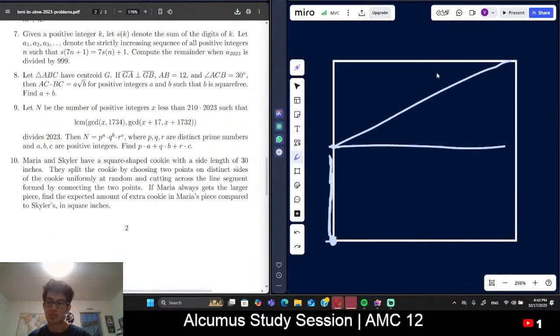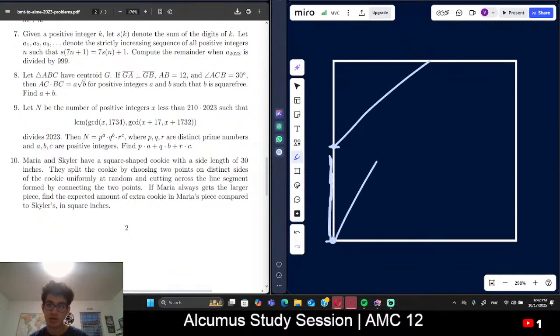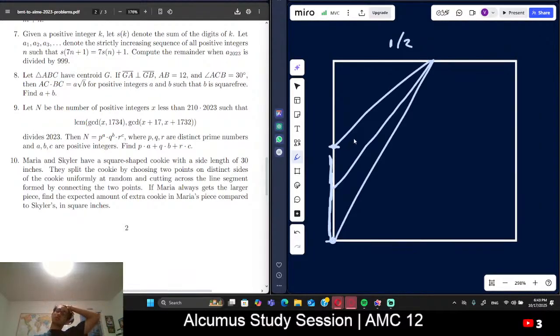wait. So the way we want to do this is essentially like this. This is going to give you one of them, this is going to give you one of them, and we want to average it out to this, essentially. Right? That's literally exactly what we're doing. So this is going to be 1/2, this is going to be 3/4. So it's 3/4 times 1/2, which is 3/8. No, 3/16. Yeah, 3/16.